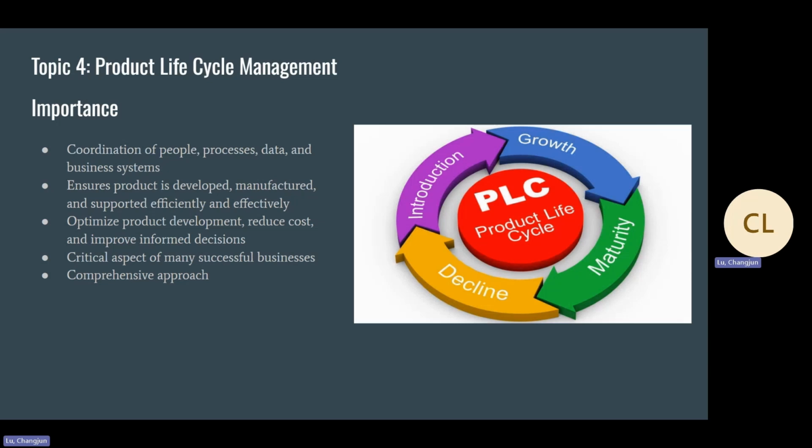Product lifecycle management is important as it involves the coordination of people, processes, data, and business systems to ensure that a product is developed, manufactured, and supported efficiently and effectively. It helps to optimize product development, reduce cost, and make better informed decisions. It is a crucial aspect of any successful business. It is a comprehensive approach to managing all aspects of a product's lifecycle and includes development, manufacturing, supply chain management, distribution, and customer service. It also ensures that every step of the product's journey is carefully planned and executed.